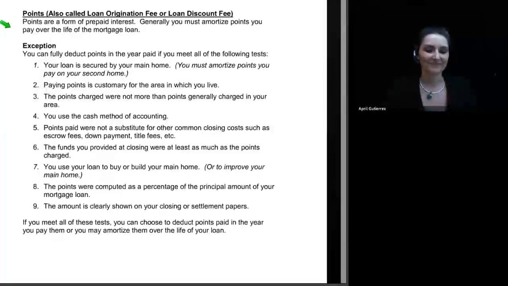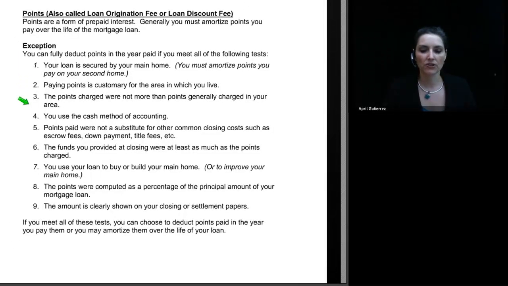All right. So points are a form of prepaid interest, and generally you must itemize points you paid over the life of the mortgage loan. You can fully deduct points in the year paid if you meet all of the following tests. Number 1, your loan is secured by your main home. You must amortize points you pay on your second home. Paying points is customary in the area in which you live.